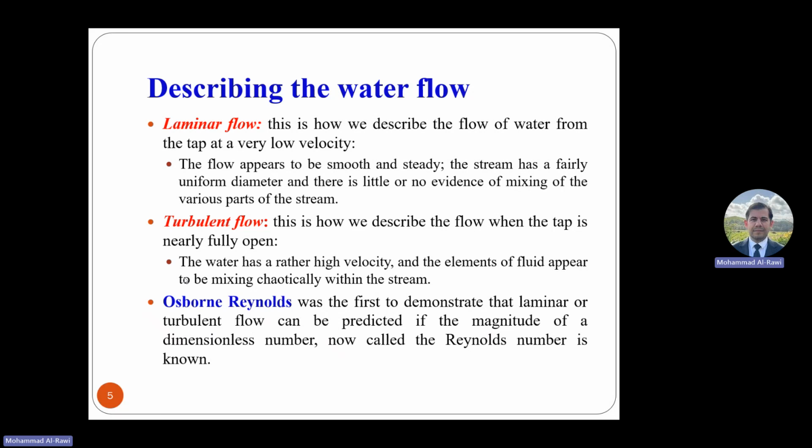Reynolds was the first to demonstrate that laminar or turbulent flow can be predicted if the magnitude of the dimensionless number, now called the Reynolds number, Re, is known. Re is based on the properties of the fluid, such as density, dynamic viscosity, or kinematic viscosity, and the dimensions of the pipe the fluid is passing through, and the average velocity.